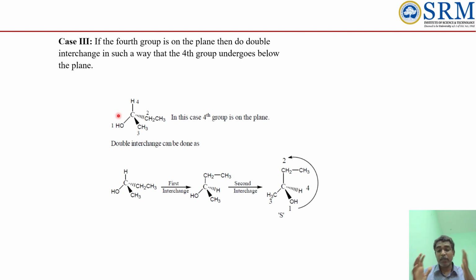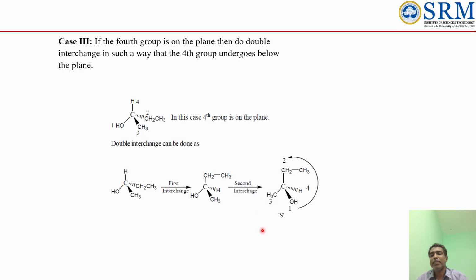In this particular scenario, since the fourth group, hydrogen, is on the plane, you have to bring it either down or up. For that you need to do two exchanges. If you do only one exchange, that will lead to a wrong assignment of the chiral center. First exchange: in this case, OH is in the same place, right? There is no change in this one. Methyl towards me, there is no change. All we did is interchange between ethyl and hydrogen. In this case, hydrogen is on the plane, ethyl is away from me. So you did the first interchange of these two atoms, hydrogen and ethyl.